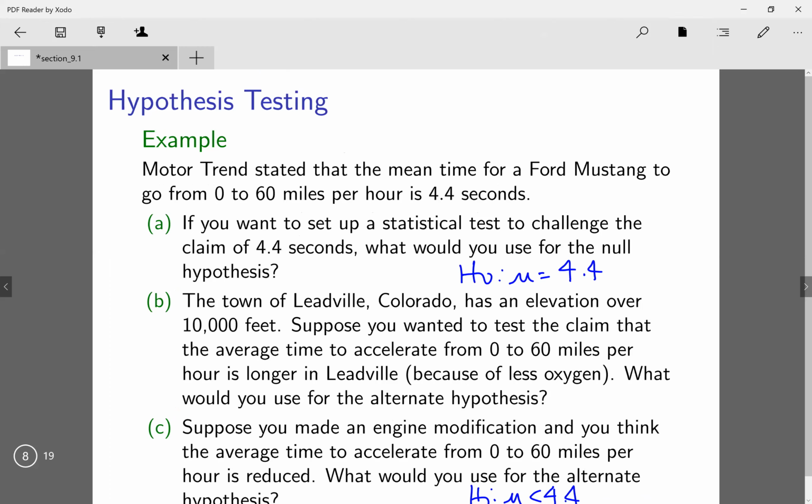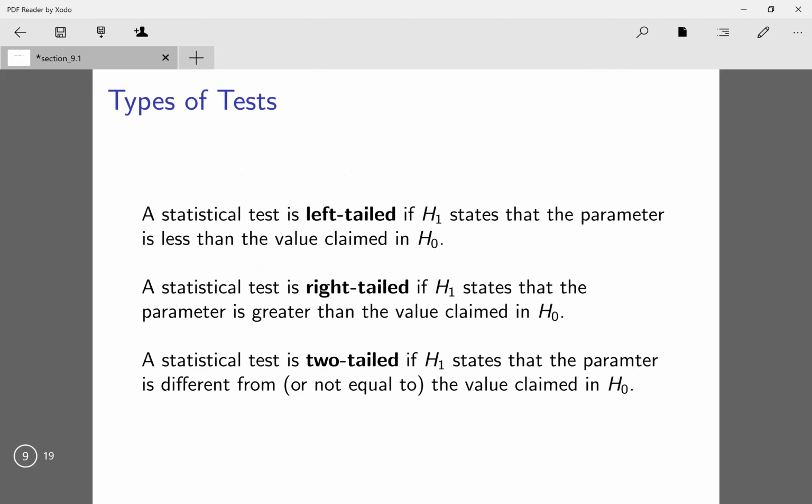All right. So now you've got some experience identifying what's the null hypothesis and the alternate hypothesis. Now we actually have to know how to run this test. So I'm going to define some terms, and then we will see whether the tests we saw before were one tail, two tail, right tail, left tail.